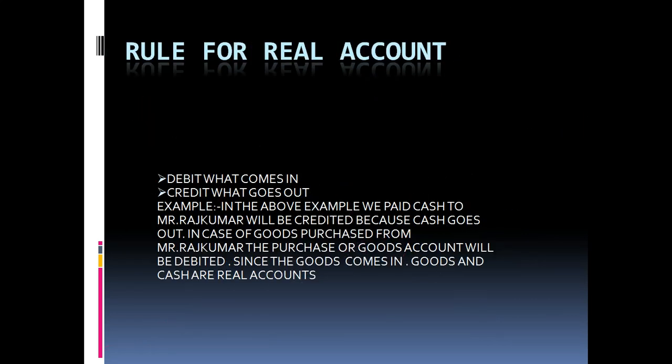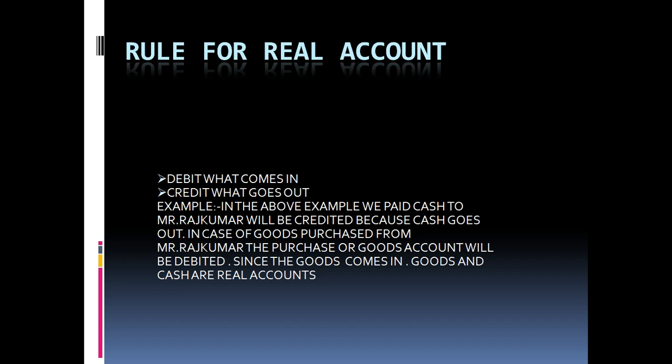Next is the rule for real account. Debit what comes in, credit what goes out. Real account means, in the accounting section, real account is considered only for assets and liabilities. Here it is already given: debit what comes in, credit what goes out.